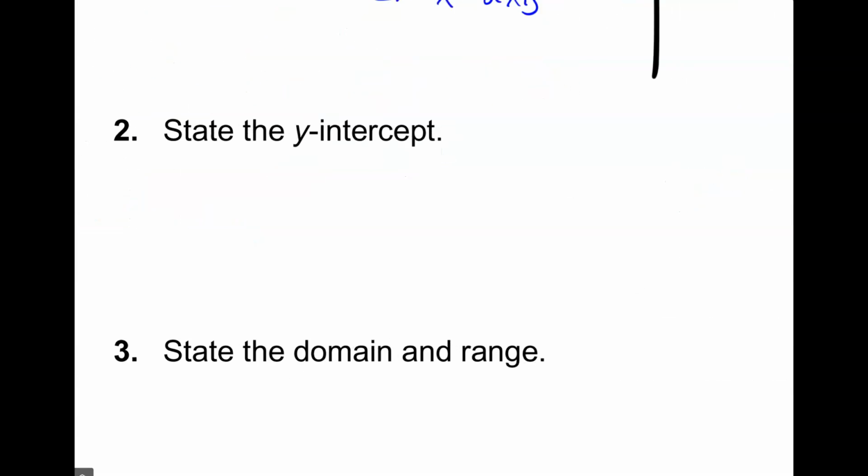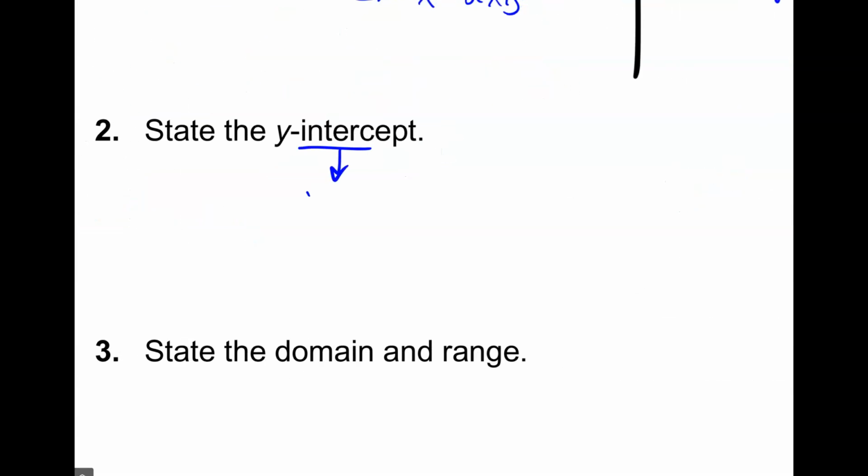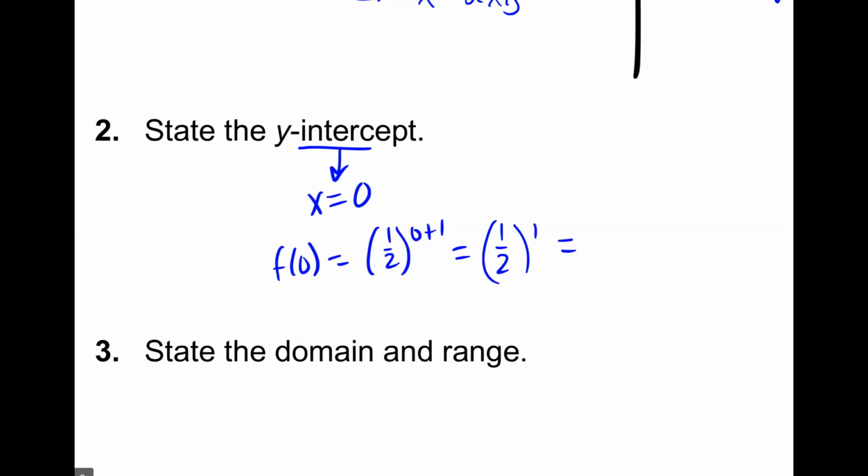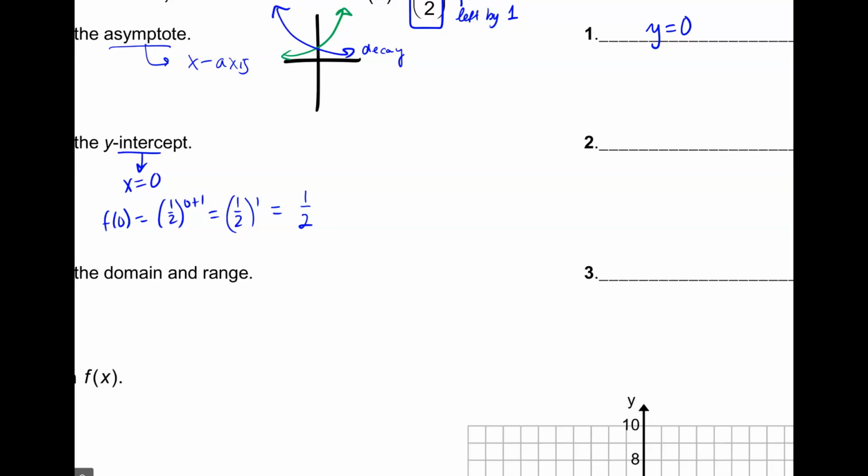Okay. State the y-intercept. The y-intercept is when x equals 0. So if I plug in, right, f of 0 is going to be 1/2 to the 0 plus 1. Well, 1/2 to the 1 is just going to be 1/2. So y-intercept is not a line, it's a coordinate. So you have to say 0, 1/2.